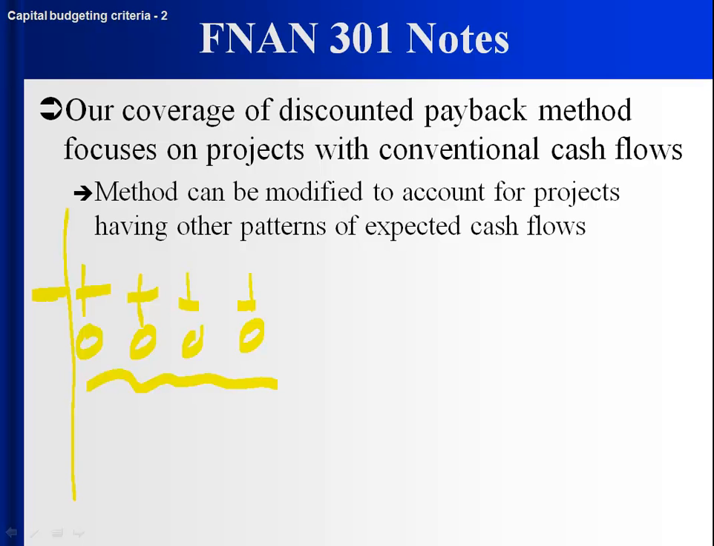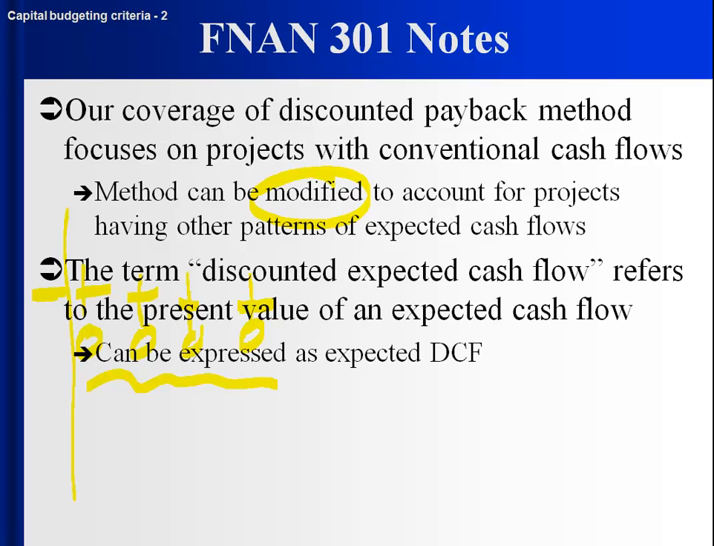You can work with discounted payback with those, but it requires modification. But we're looking at straight up conventional cash flows, where you put out money, and then after that, money comes back to you, or it's zero. You have at least one positive, but you never have any more negatives. Nothing else is ever going out. So once time zero hits, you know what your target is. And again, discounted expected cash flow, DCF, is the present value of an expected cash flow.